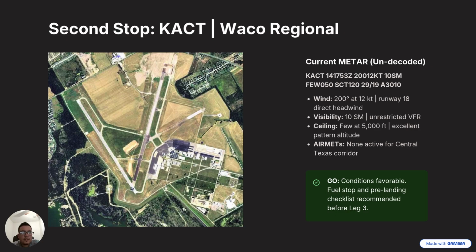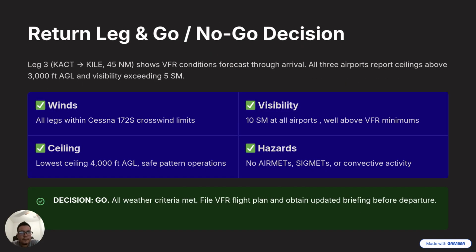Okay, and then the second stop at Waco Regional. The METAR is saying wind from 200 at 12 knots. We're going to use runway 18, pretty much a straight headwind, so nothing wrong with that at all. Visibility 10 nautical miles, pretty good. Ceiling just a few clouds at 5,000, so that's pretty much excellent. AIRMETs, we don't have any, so for this one it's a go decision as well.